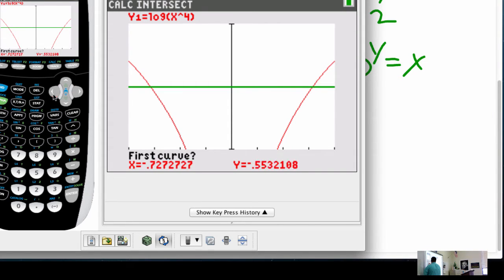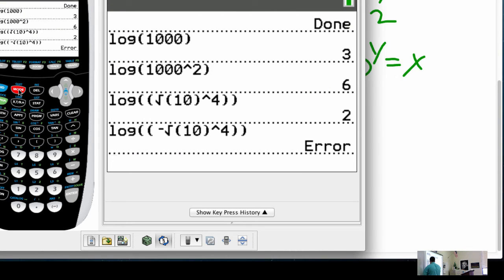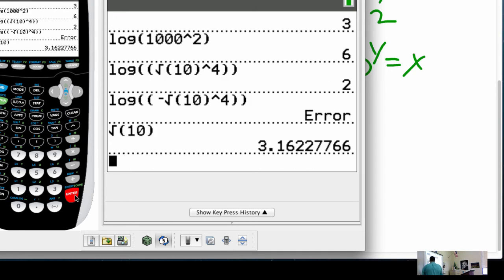Where's that at? Should be popping up on the screen any second. There it is. Get that pretty close. Hit enter. Second curve guess. So it's negative 3.16. And to verify that, I could also go the square root of 10, which would be that 3.16 number. See how we verified that?